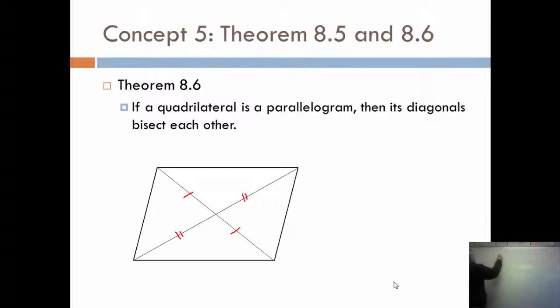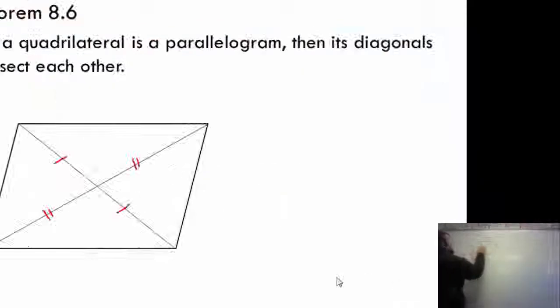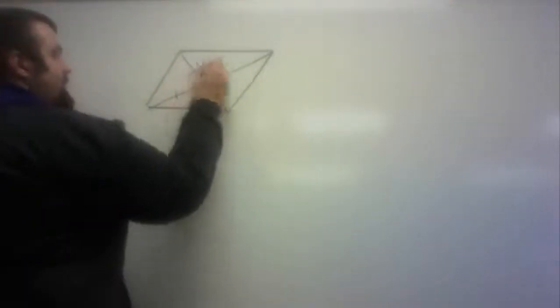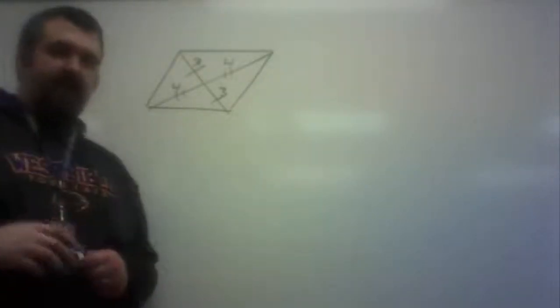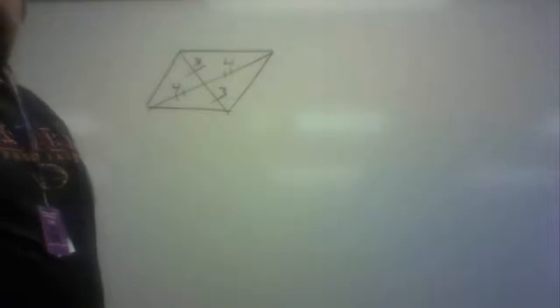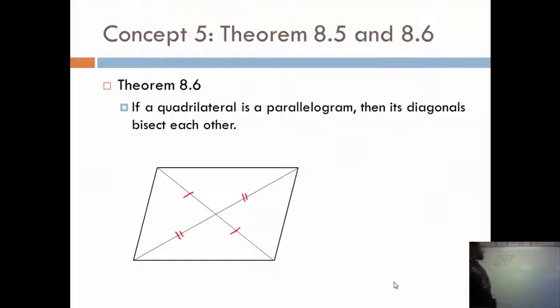So if I would draw a parallelogram, the diagonals have to bisect each other. What that means is this side and this side, this side and this side have to be the same. So if this is 3 and this is 4, this has to be 3, this has to be 4. Plain and simple. The diagonals bisect each other. It cuts them in half. Alright? So, if it's a parallelogram, the diagonals are bisected. They're cut in half by each other.